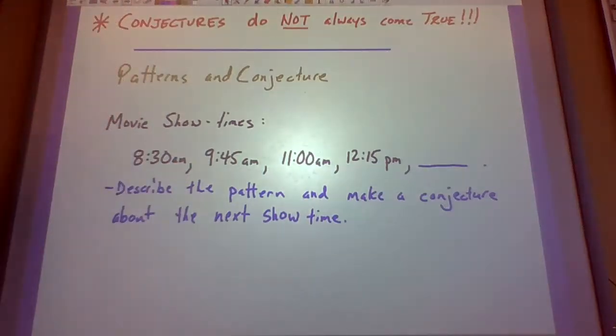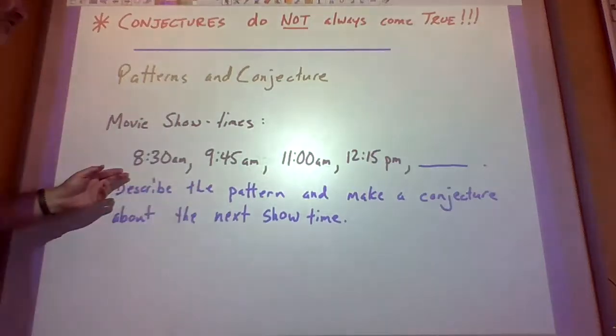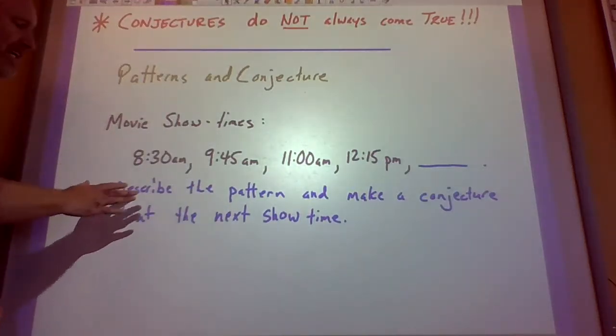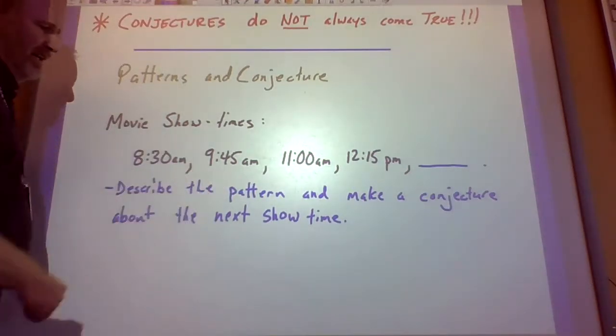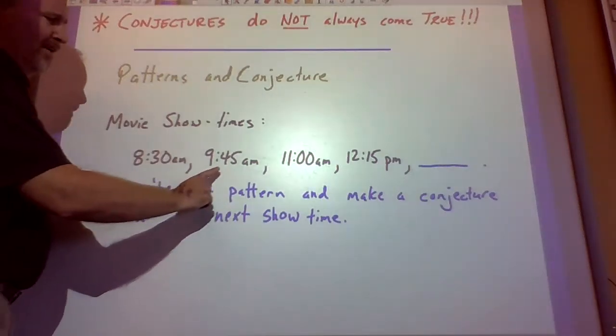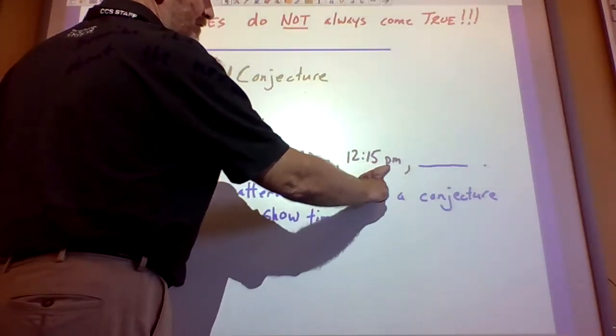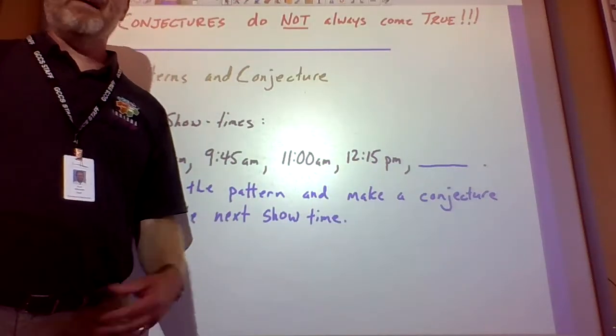We got some movie showtimes. We're going to pretend like this pattern does continue on. This must be a little kiddie movie. They show it early in the morning. It doesn't seem like it's a very long show. But the first showing's at 8:30 a.m., then they have another one 9:45 a.m., 11 a.m., and then it jumps up to 12:15 p.m. There is a pattern there.